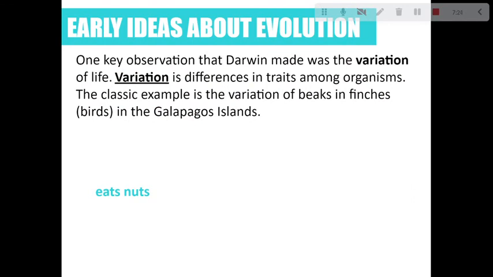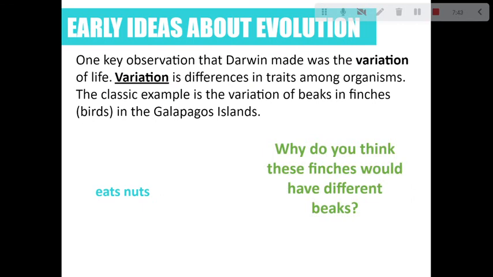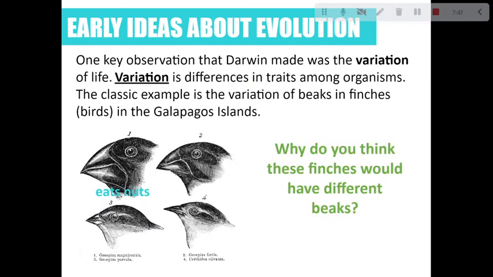Now, one key observation that Darwin made was the variation of life. Variation is differences in traits among organisms. So the classic example is the variation of beaks in finches, which are birds that are found in the Galapagos Islands. Now, why do you think these finches would have different beaks? So you can see we've got 4 different beak types here.